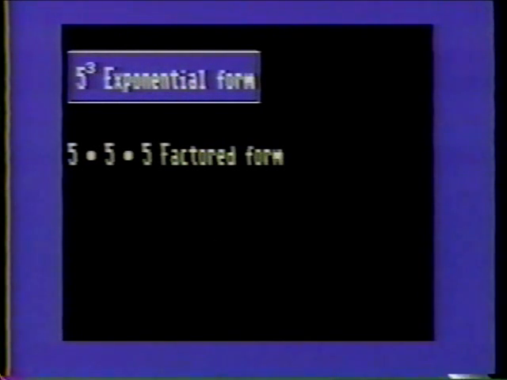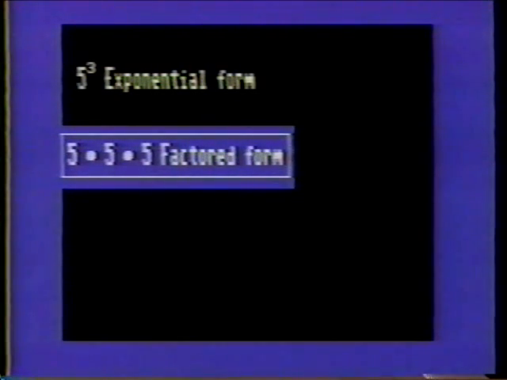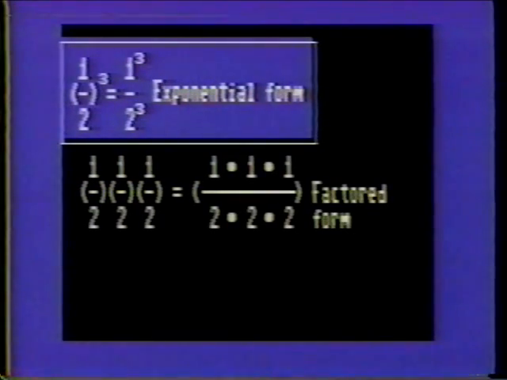Expressions can be represented in two forms. The exponential form, 5 raised to the third power. Factored form, 5 times 5 times 5. Realize that fractional values and negative numbers can be expressed in terms of exponents as well. Using fractions in exponential expressions does not alter the way they are represented. As before, fractions can be expressed in two ways, exponential form or factored form. Let's look at an example.